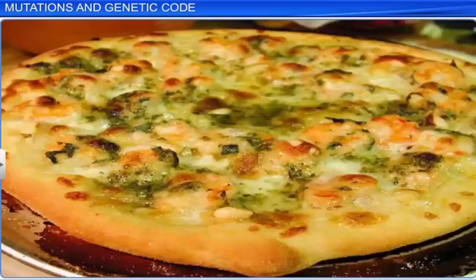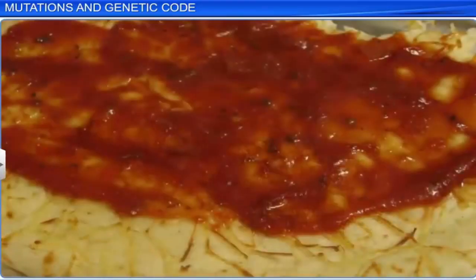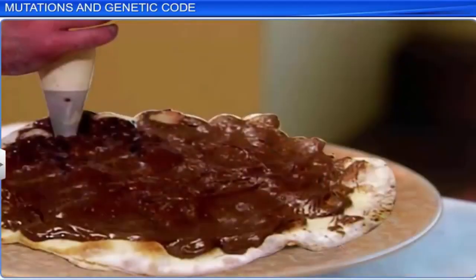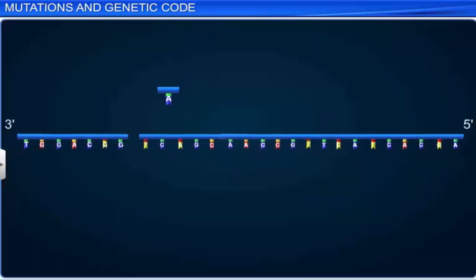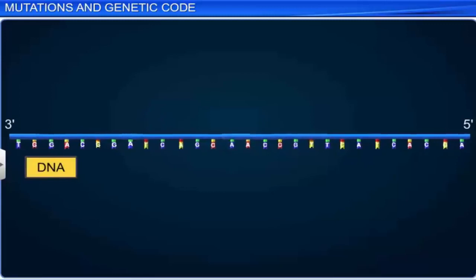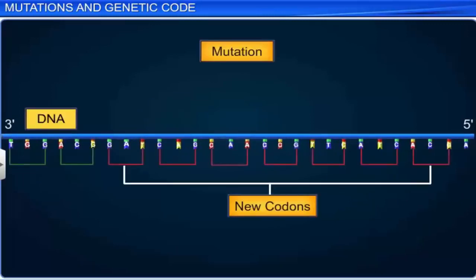Imagine while baking a pizza, you accidentally use chocolate sauce instead of tomato sauce. The end product won't be a pizza, but a new dish. Likewise, in your body, if a particular base in your DNA is inserted, deleted, or rearranged, it would result in a mutation, which can be defined as a change in the genetic code resulting in a loss or gain of a codon.